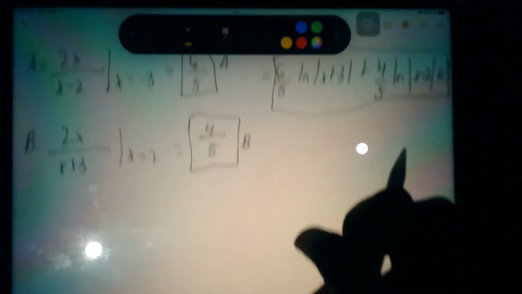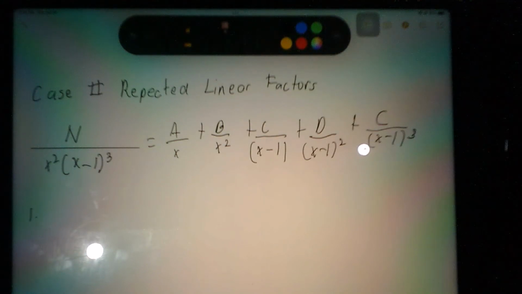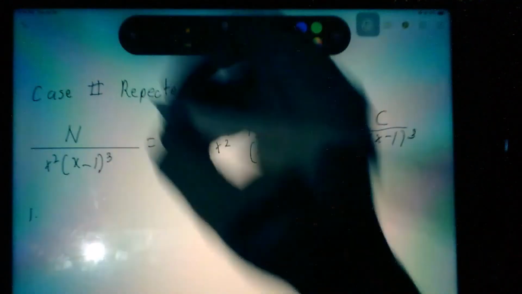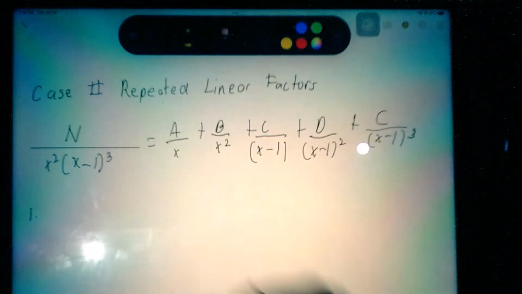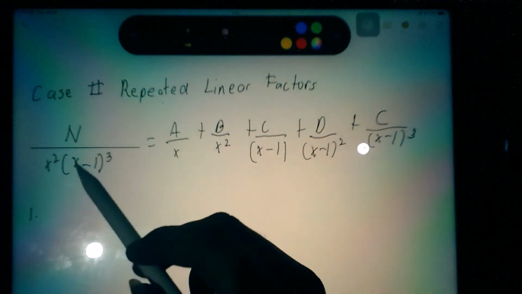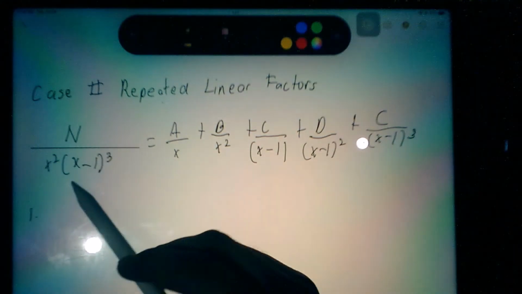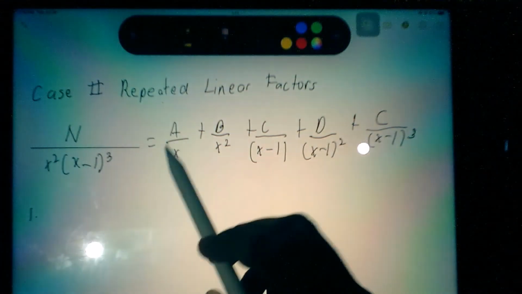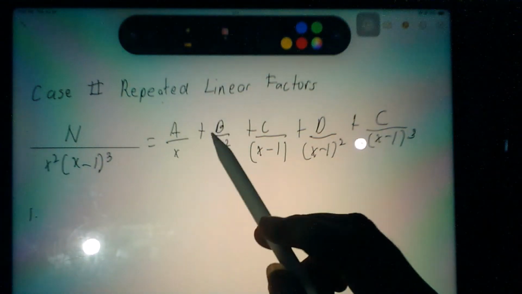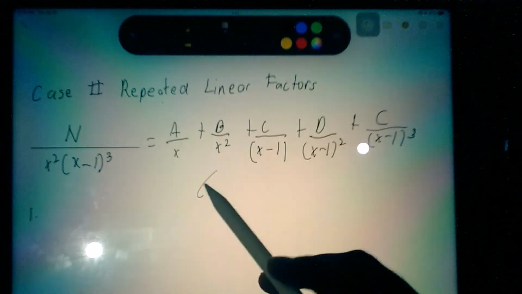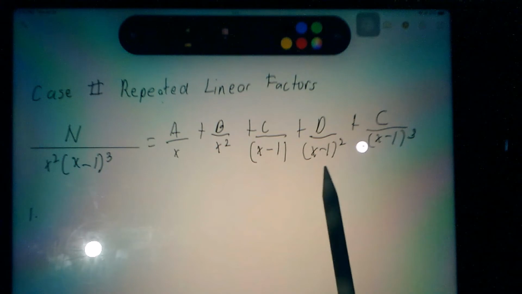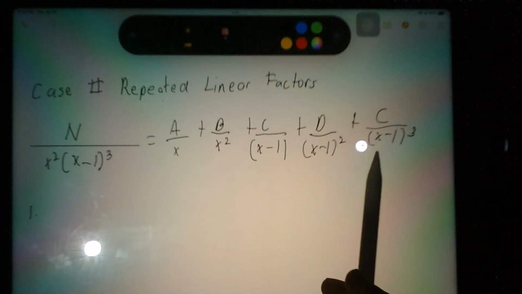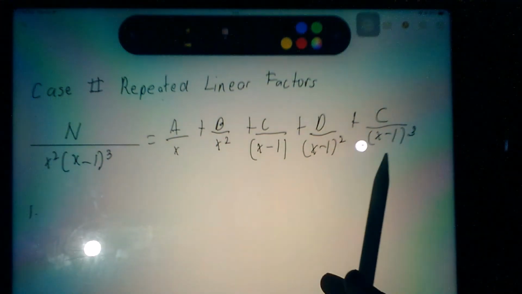Now let's move on to case number 2. Now we have here case 2, which is repeated linear factors. So if n here is all over x squared times x minus 1 raised to 3, this will become a over x plus b over x squared plus c over x minus 1, plus b over x minus 1 squared plus c over x minus 1 cubed.